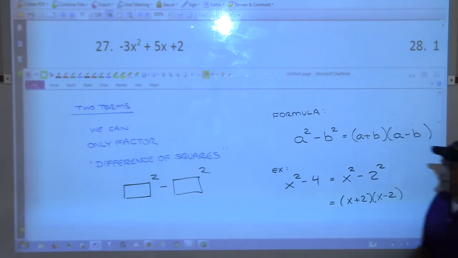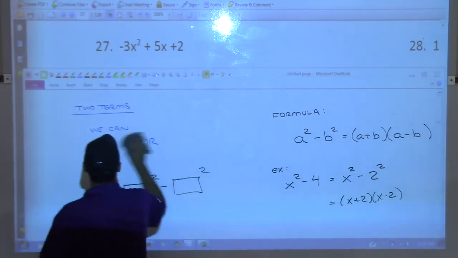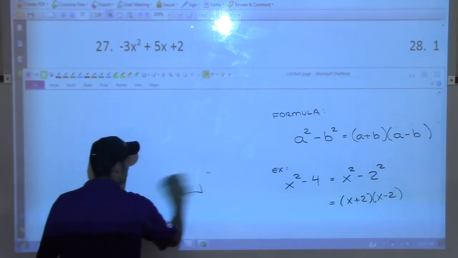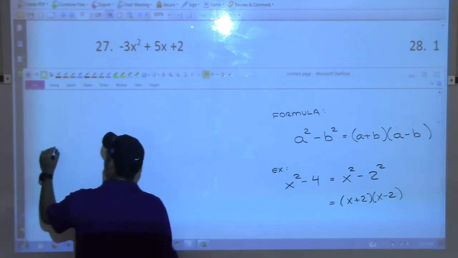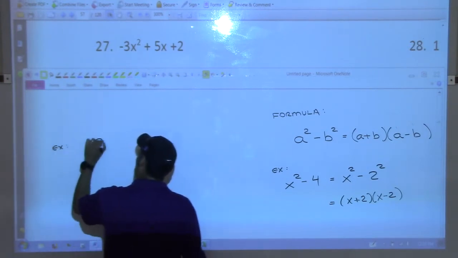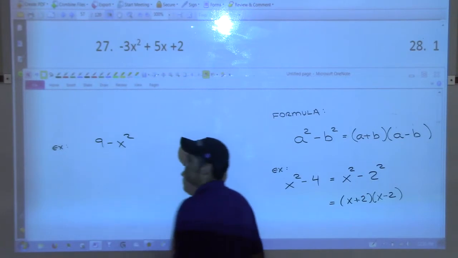And you can just sit there and do these over and over. I'm going to give you another one. Let's see if you can get this one. How about this one as an example? How about 9 minus x squared?